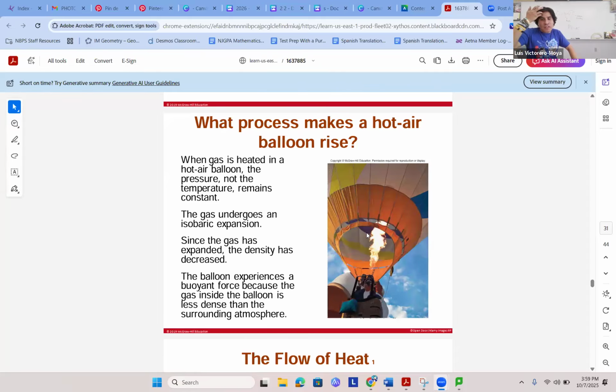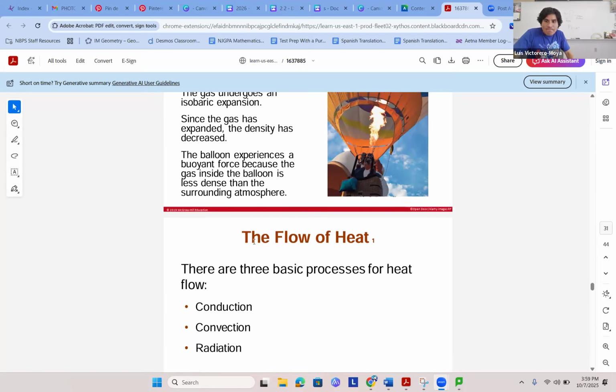So here we're looking at the expansion. Remember we talked about hot air balloons in the previous topic with Boyle's law, right? When you have an isobaric expansion, the gas expands and the density decreases. You have more volume, then the density goes down. That will make a hot air balloon rise.